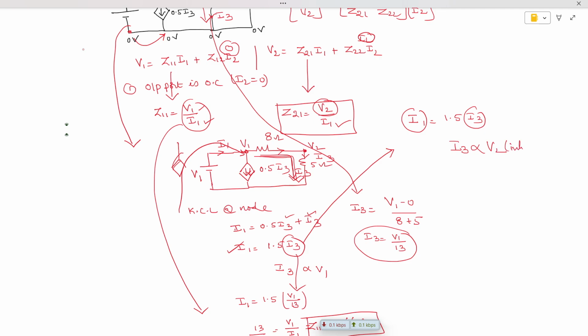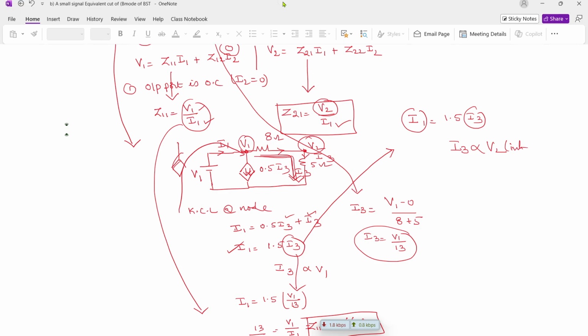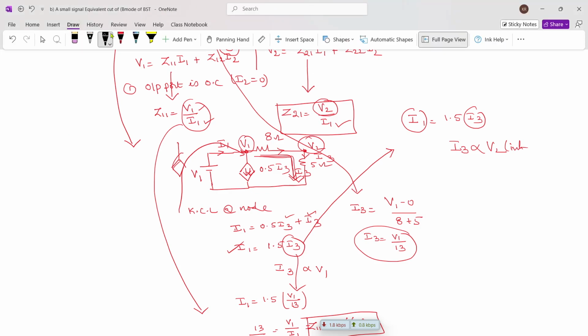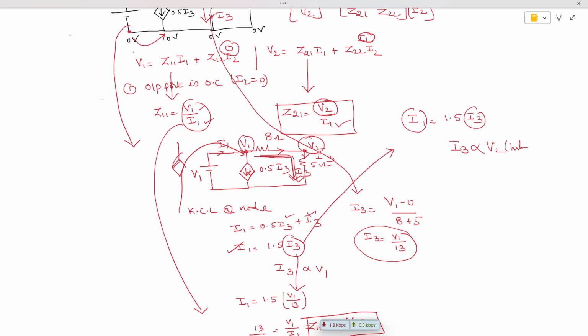In terms of V2. Identify where we can express I3 in terms of V2 here. So from this equation, this is V1 and this is V2. Now I want to link this V2 and I3.